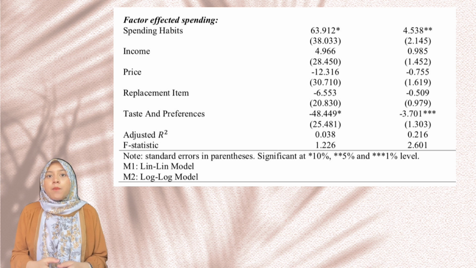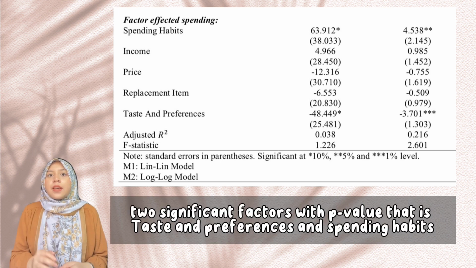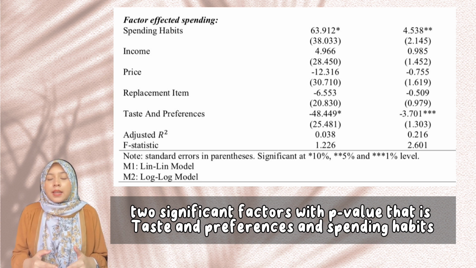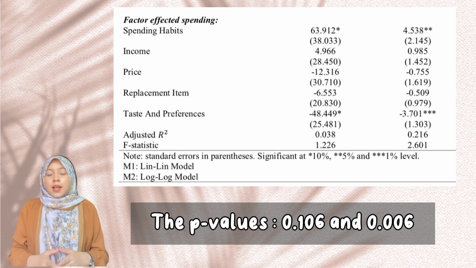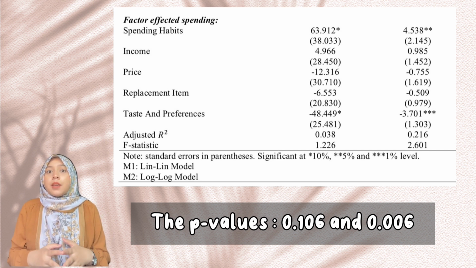Next, for the third research question, which is the key factors determining spending, described in M1, there are two significant factors by p-value. Spending habit as well as taste and preference have been found to positively correlate with daily spending of students. The p-values are 0.106 and 0.069, so it can be assumed from the p-values that there are just two factors that have a significant effect on the daily spending of COB students at UUM.